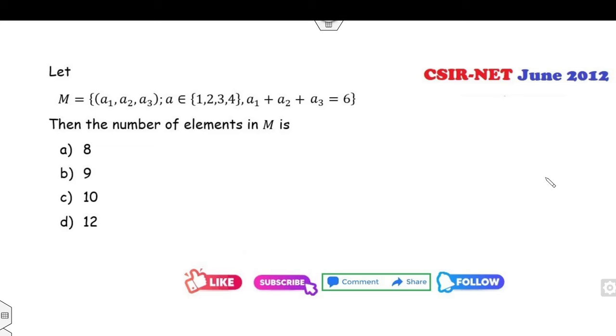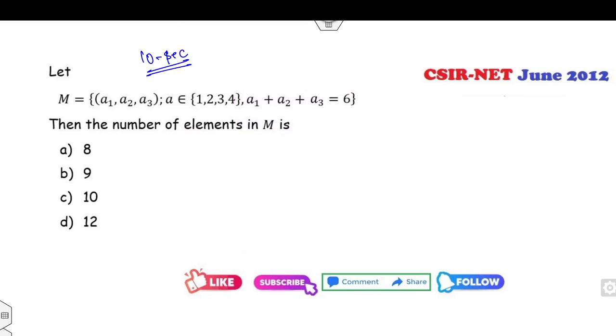Okay, now another one. Let M be a collection of all those tuples such that the sum of them will be 6. Then the number of the elements in M. Very, very simple. You can get your answer in 10 seconds. But if you think about it, I can substitute one value, like if A1 will be 1, then this number will be 2, this number will be 3. That is one possible choice. Another possible choice will be 2, 1, 3 and so on.